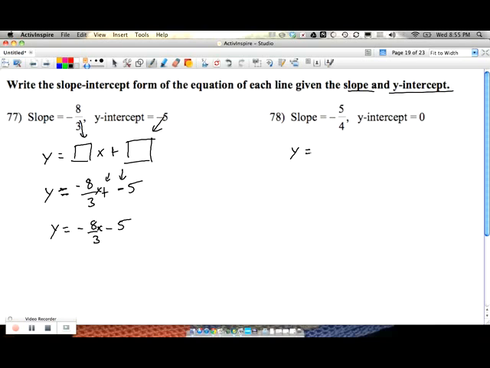Number 78 is similar. It's going to be y equals, well, we take the slope, so that'll be negative 5 over 4x, then the y-intercept, which is going to be plus 0. Now, this one will probably be simplified again in the multiple choices. Be negative 5 over 4x, and that's it. It wouldn't have any plus 0, because you don't have to write it.